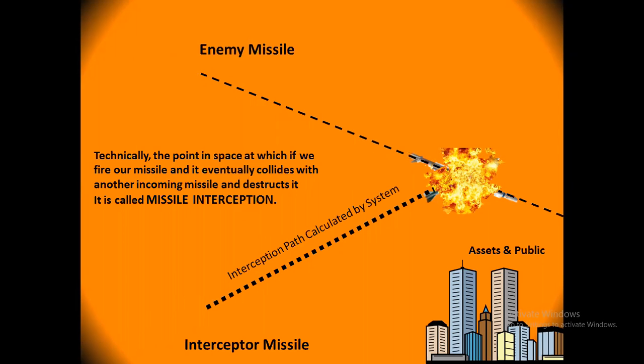I hope you got an idea of how interception missiles work. This is the best we can explain how interception works. It has to calculate the whole path, and all the proper calculations should be there, so that it hits the enemy missile. And if it misses, there are low altitude missiles, or else the assets and the public are in danger. Okay, so let's go ahead.